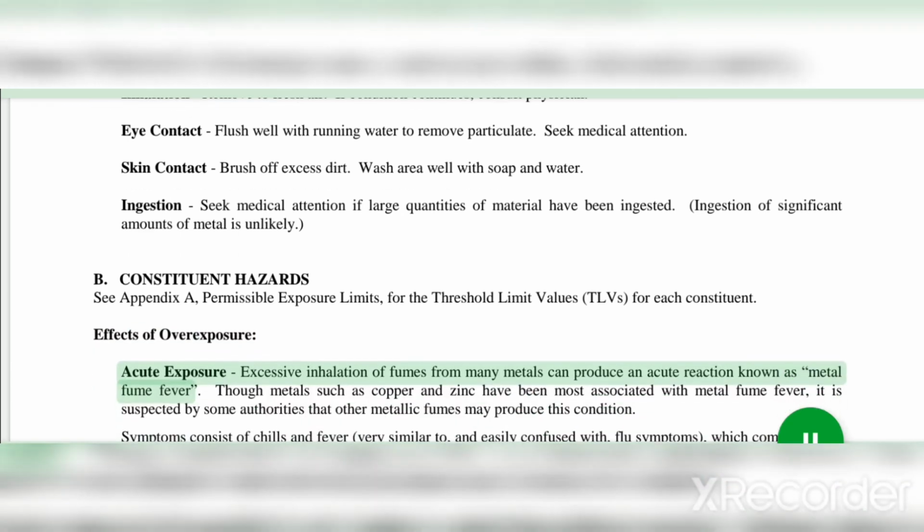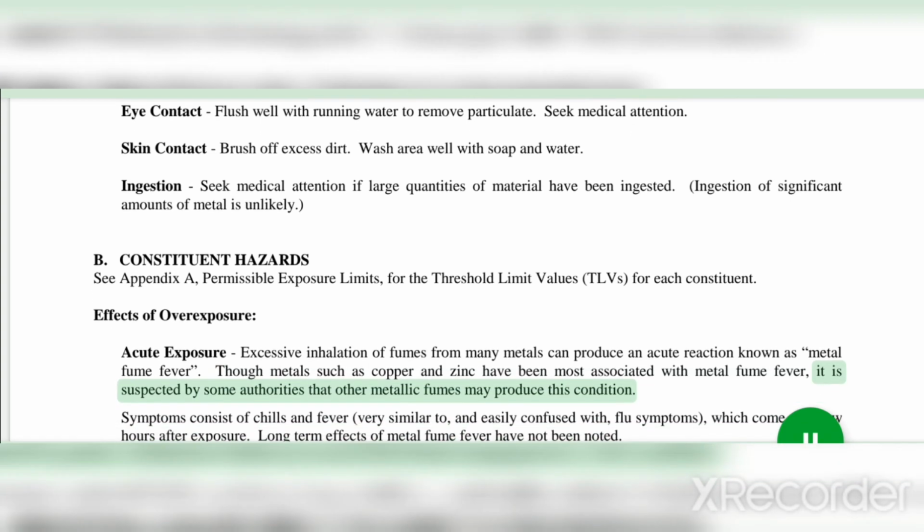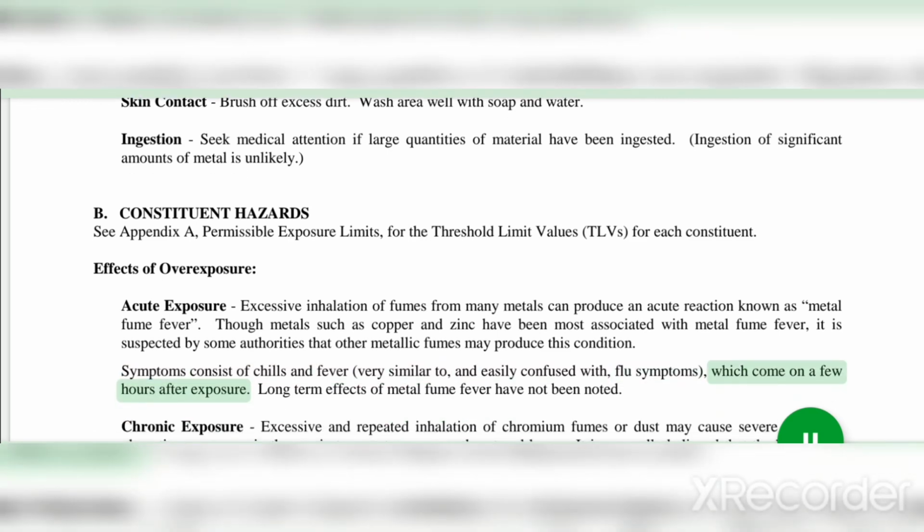Effects of overexposure. Acute exposure: excessive inhalation of fumes from many metals can produce an acute reaction known as metal fume fever. Though metals such as copper and zinc have been most associated with metal fume fever, it is suspected by some authorities that other metallic fumes may produce this condition. Symptoms consist of chills and fever, very similar to, and easily confused with, flu symptoms, which come on a few hours after exposure. Long-term effects of metal fume fever have not been noted.